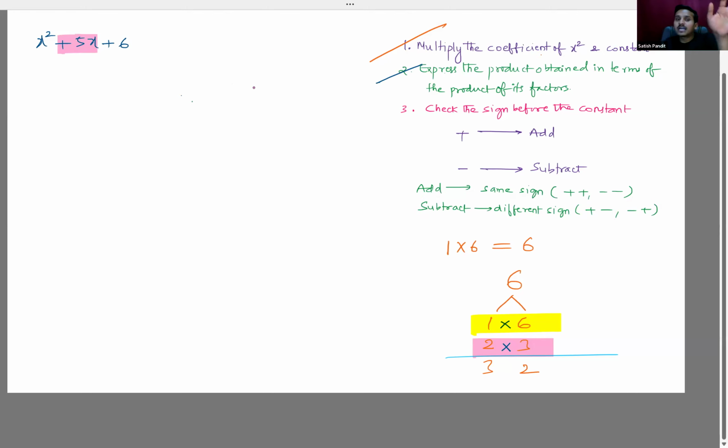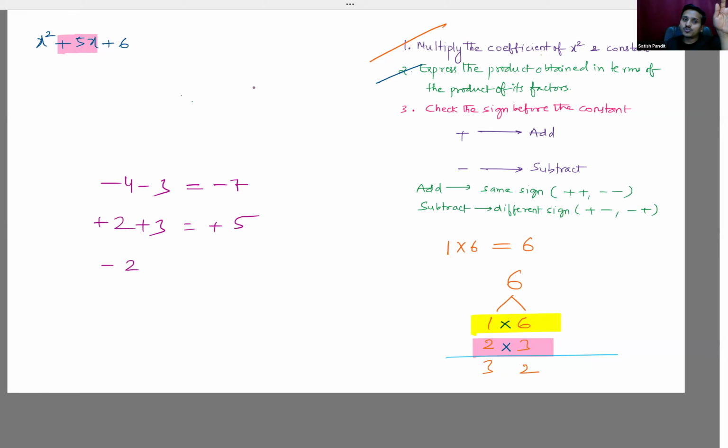Remember that. For example, if I have minus 4, minus 3, we don't subtract here. We actually add. Why? Because same sign. So minus 4, minus 3 will become minus 7. Okay. For example, I have plus 2, plus 3. It will become plus 5. But suppose if I have minus 2, minus 3, this will become minus 5. So whenever we have same sign, we add and put the same sign.